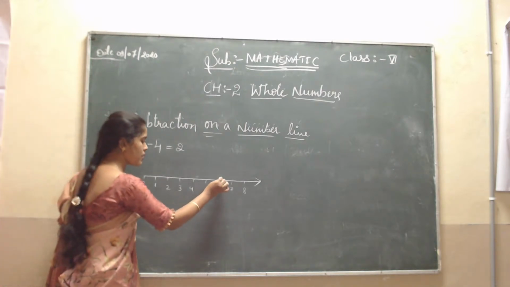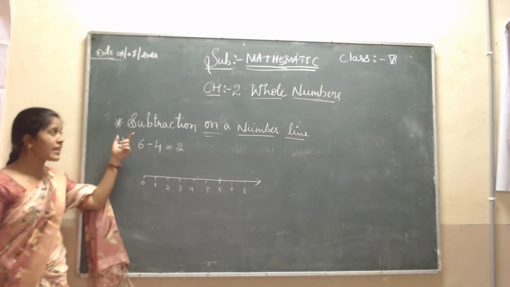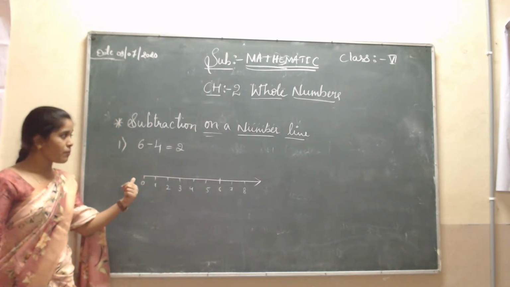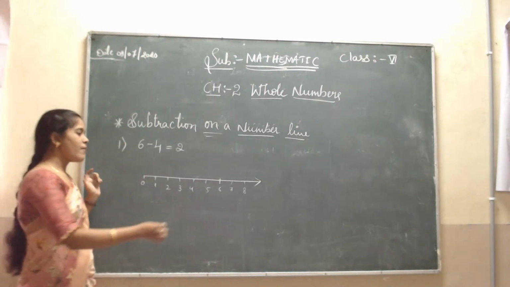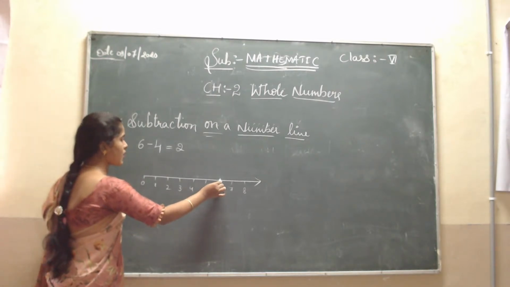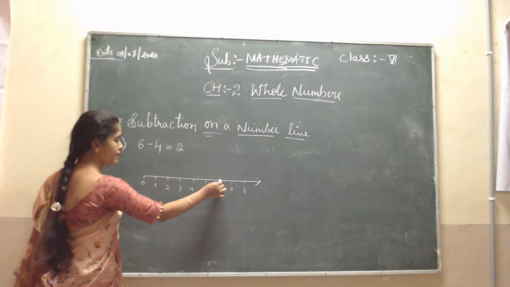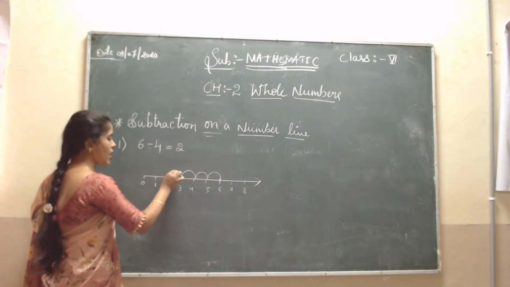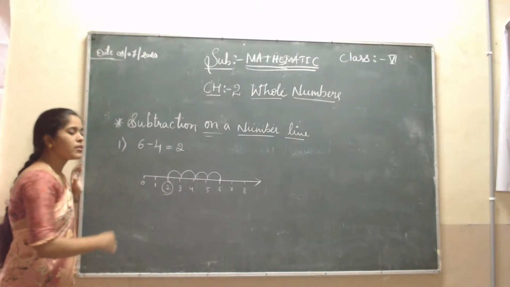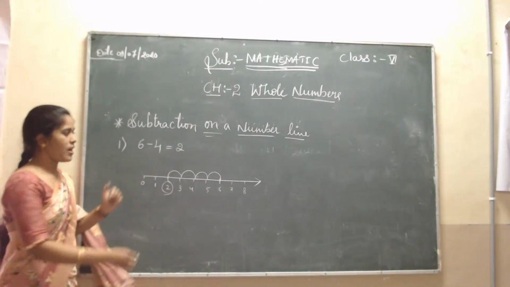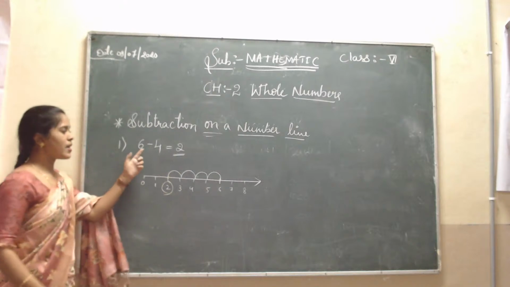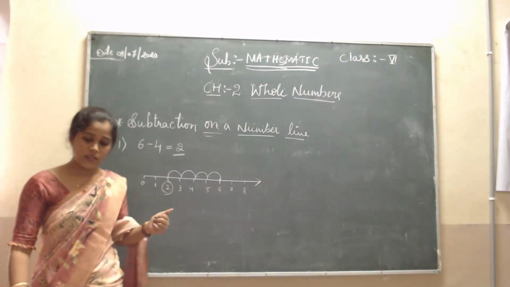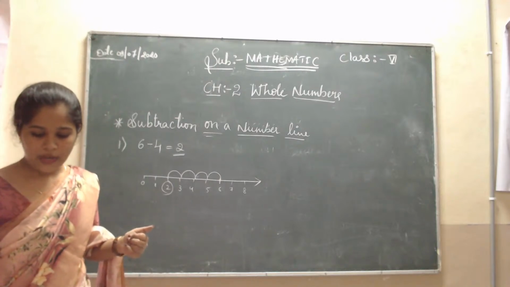From 6, we are subtracting here. We move from right to left because we are subtracting. From 6, we go 4 steps back: 1, 2, 3, and 4. The answer is 2. We know it. 6 minus 4 is 2. Understood? Next thing, multiplication on a number line.